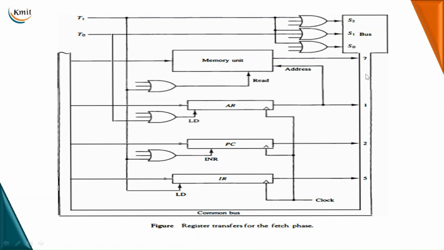So that the memory unit gets the control of the bus. The memory unit places the information or the instruction onto the bus by selecting the selection inputs as 111, so that the instruction will be placed onto the bus. The instruction register, by enabling the load input, takes the instruction from the bus and keeps it in its own register, which is the instruction register. So this is what happens, and also we need to increment the value of the program counter. By enabling the INR input, the program counter can be incremented by 1.